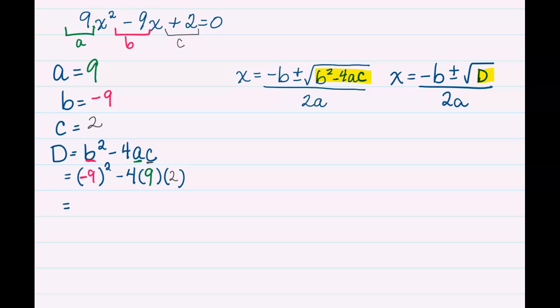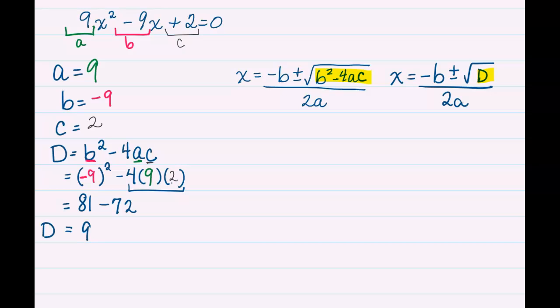We can also do this by hand. Negative 9 squared is negative 9 times negative 9, which is positive 81, minus, and then I need to multiply these three numbers. 4 times 2 is 8, 8 times 9 is 72, and 81 minus 72 is equal to 9. So we have found the value of big D.